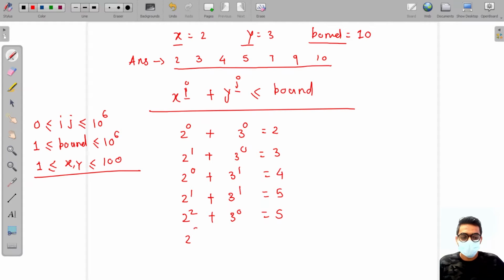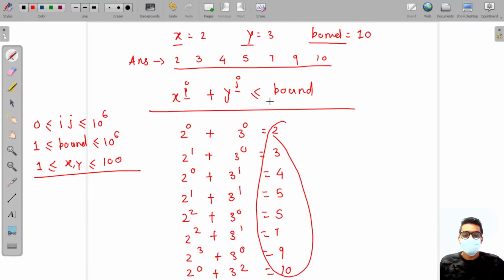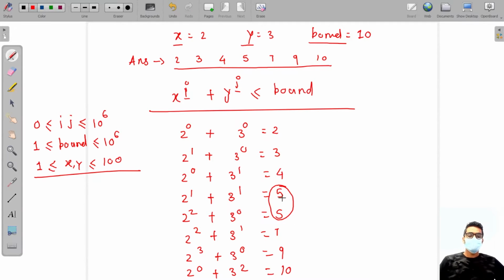Now the next combination that we can make is 2 raised to 2 plus 3 raised to 1: 4 plus 3, that is 7. 2 raised to 3 plus 3 raised to 0: 8 plus 1, that is 9. After that, 2 raised to 0 plus 3 raised to 2: 1 plus 9, that is 10. So all the combinations are present in the answer that we made here, but we especially make sure that they are not repeated in our answer. So we are going to use a set here.